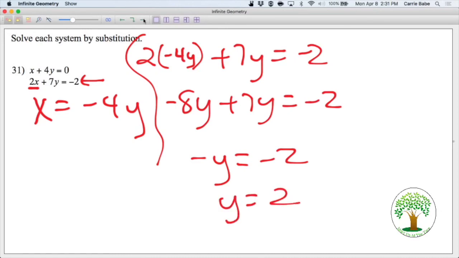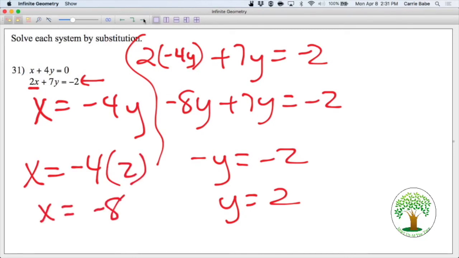Now the cool thing about this one is substituting back in, you could choose all of these, but I would only choose this one here, because you just stick it in there, multiply by the negative 4, and you have x automatically. We have x equals negative 4 times the 2 you just got, which makes it negative 8. Put the x first: the answer is negative 8, positive 2.